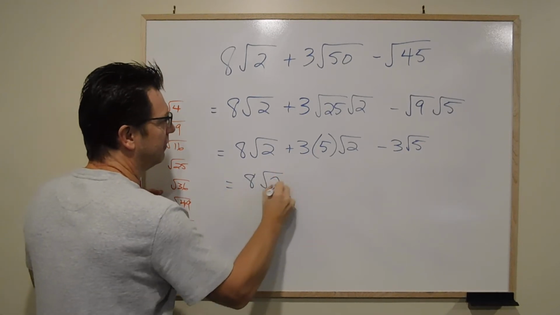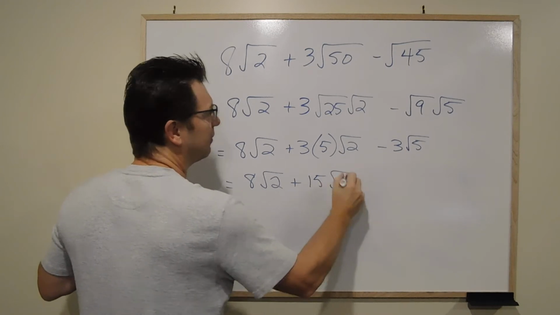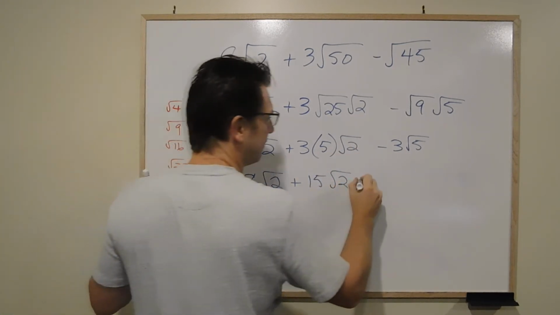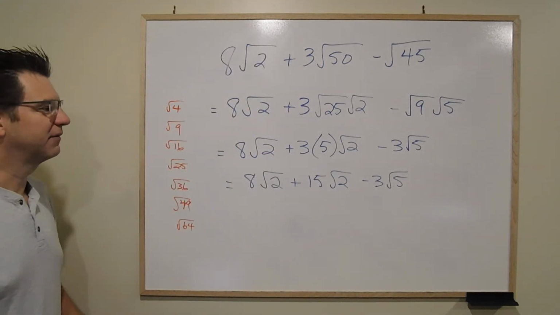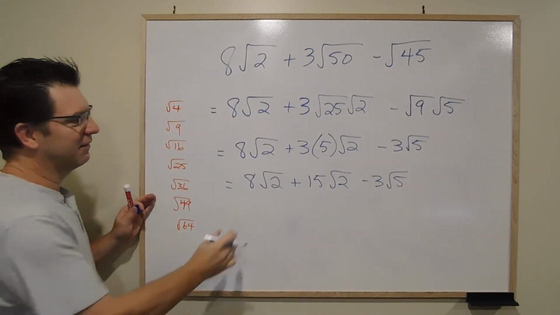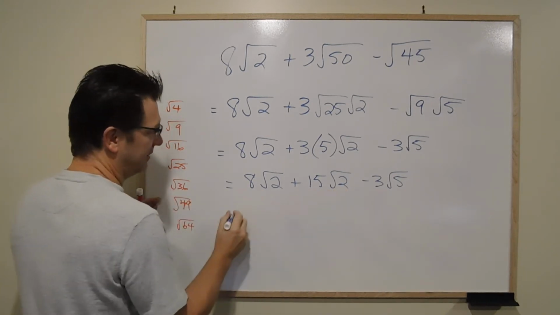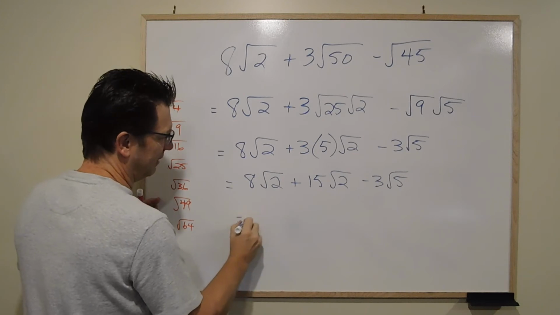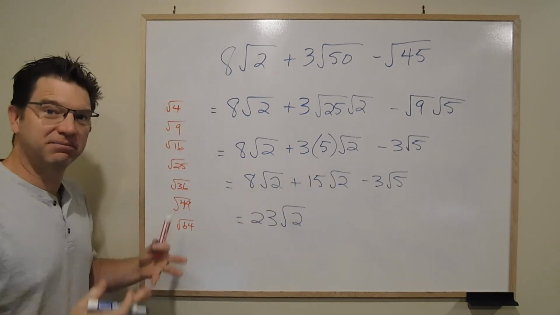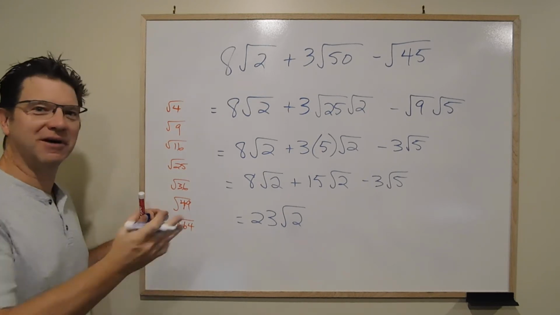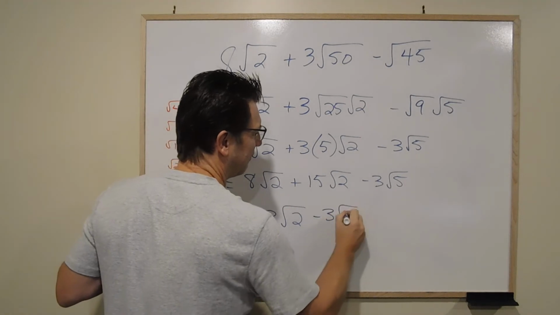8 root 2. 3 times 5 is 15 root 2 minus 3 times 5, 3 root 5. And then we say, hold on, we have like radicals right here. So 8 plus 15 is 23 root 2, because we can combine those the same way we combine like terms. We talked about that in the last video. And minus 3 root 5.